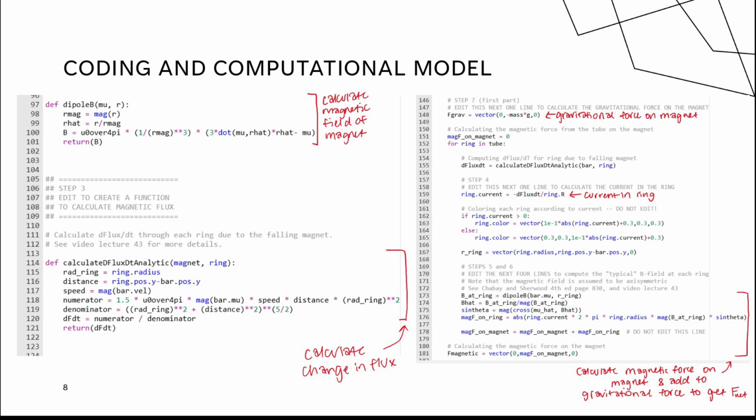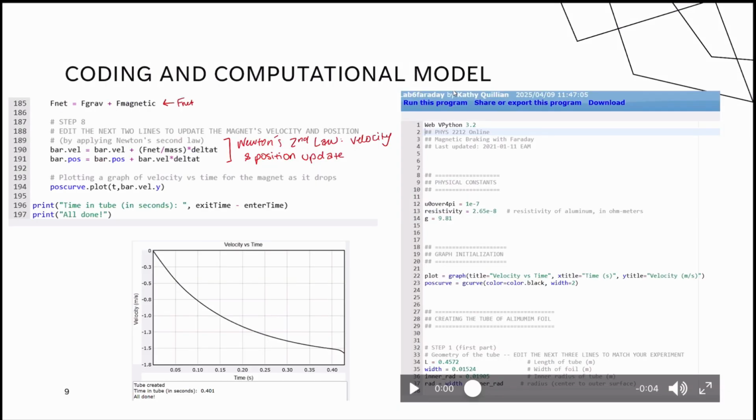And then on the right, line 148 is the gravitational force on the magnet. Line 159 is the current in the ring. Then lines 173 through 181, we calculated the magnetic force, and we also added it to the gravitational force to get F net. You can see here in line 185 that's the calculation to get F net. And then in lines 189 through 191, we use Newton's second law to update the velocity and position.